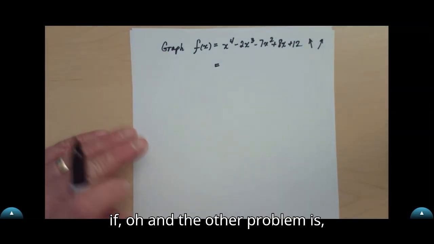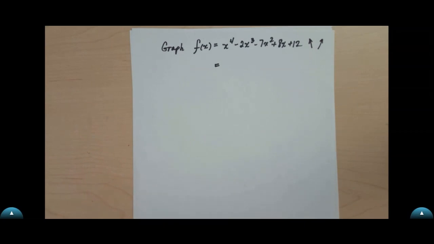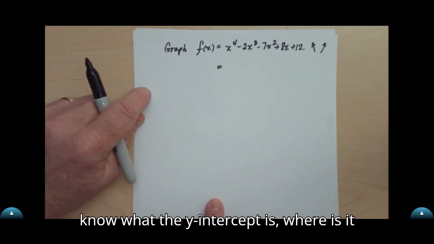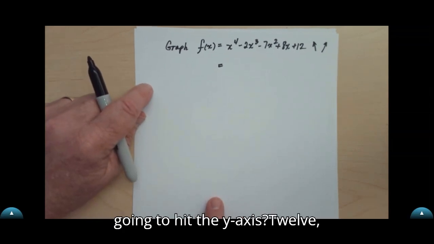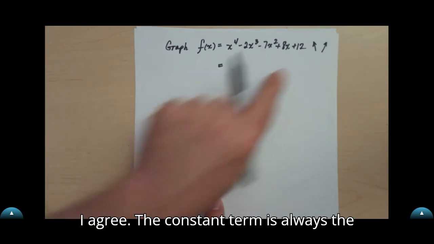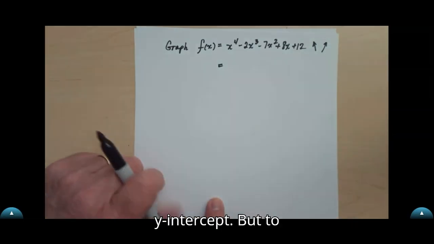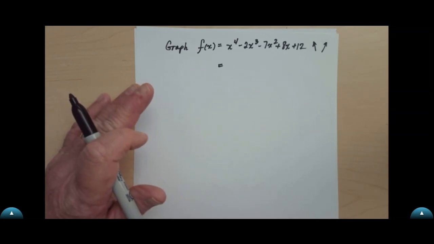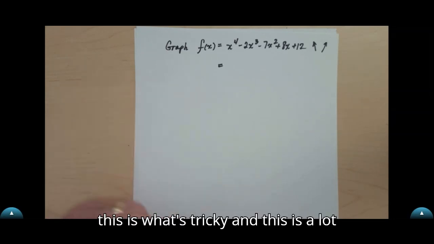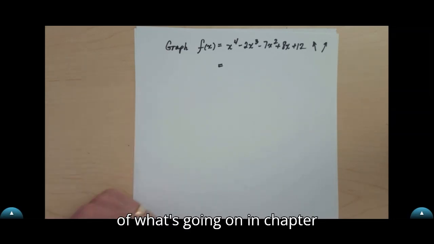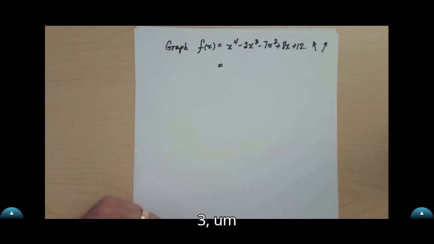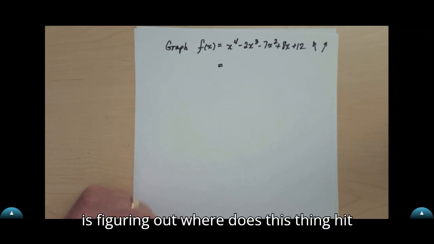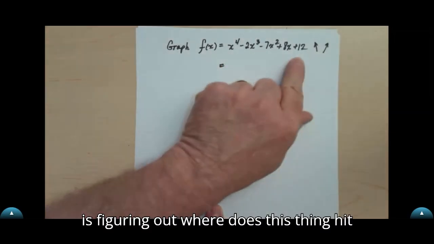What if, oh, and the other problem is, do you agree? Well, first of all, we should know what the y-intercept is. Where is it going to hit the y-axis? 12, I agree. The constant term's always the y-intercept. But to find where it's going to hit the x-axis, this is what's tricky, and this is a lot of what's going on in chapter 3, or a lot of what we're going to be doing, is figuring out where does this thing hit the x-axis.